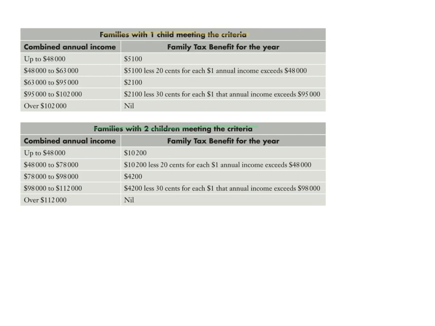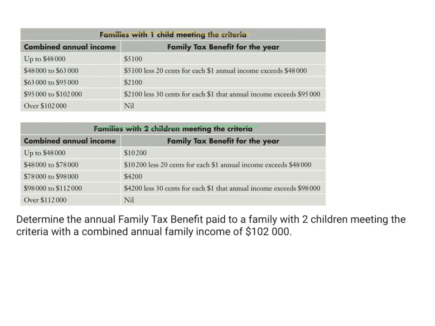So let's try this example. Okay, so it's asked us to determine the annual family tax benefit with a family with two children. So we're going to be looking at the second table, meeting the criteria with a combined annual family income of $102,000. So we're looking at the second table, and having the $102,000 annual income puts us in this line here. So to calculate the family tax benefit, we're going to use that information in that particular row.